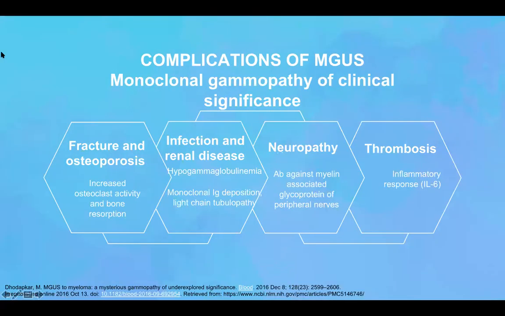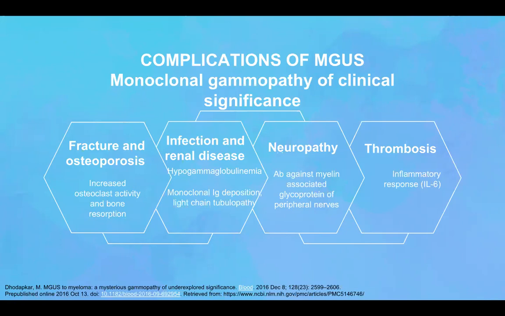This disease is usually without any symptoms, but we can have complications with the deposition of the immunoglobulin. One of the complications that we can see is fracture and osteoporosis. Fracture and osteoporosis are going to be 1.7 and 1.2 more frequently in patients having MGUS than in normal population. This is because the deposition of immunoglobulin is going to increase the osteoclastic activity, is going to be causing bone resorption instead of production of bone.